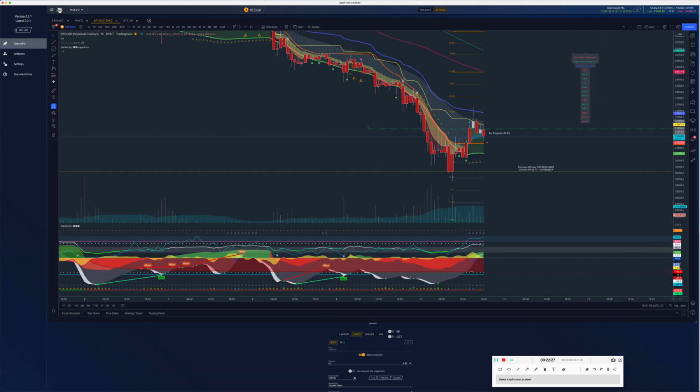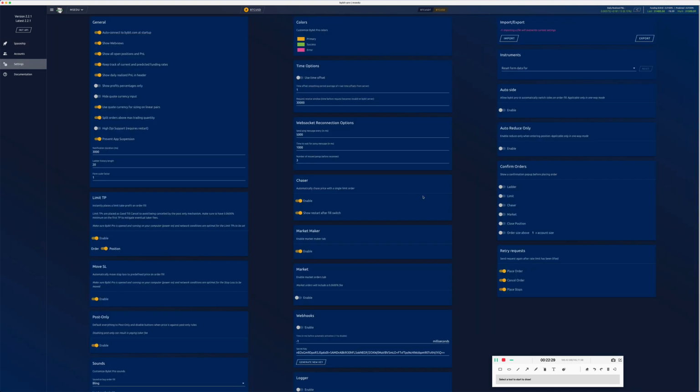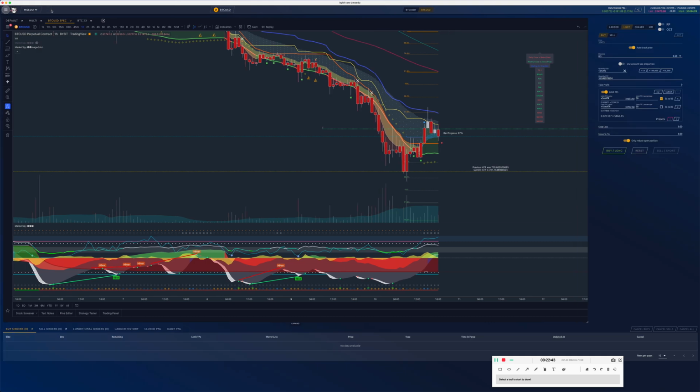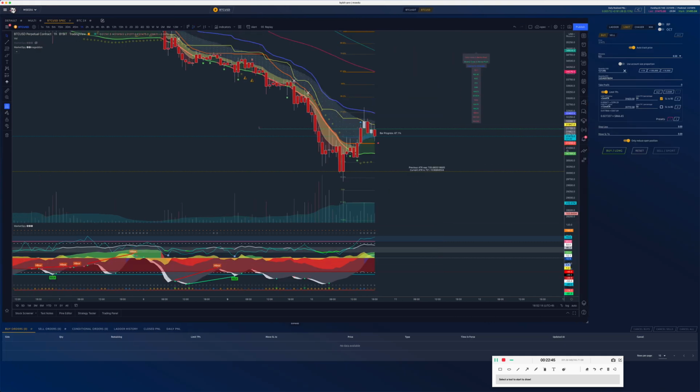Reduce only. So okay, let's go to our settings quickly. Let's take a look at reduce only, and it's applicable in one-way mode. I am in one-way mode. I don't know why it's not doing it right now. There's got to be something that I'm missing here. I wish I could just ask you guys what it is. What am I missing here?